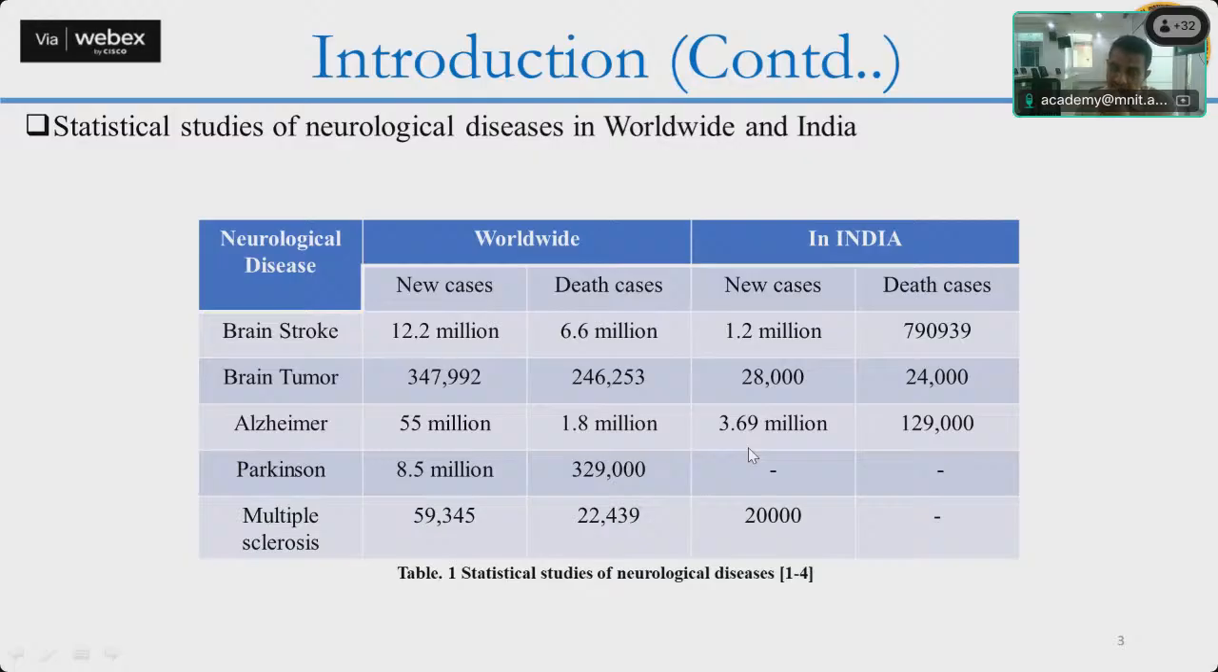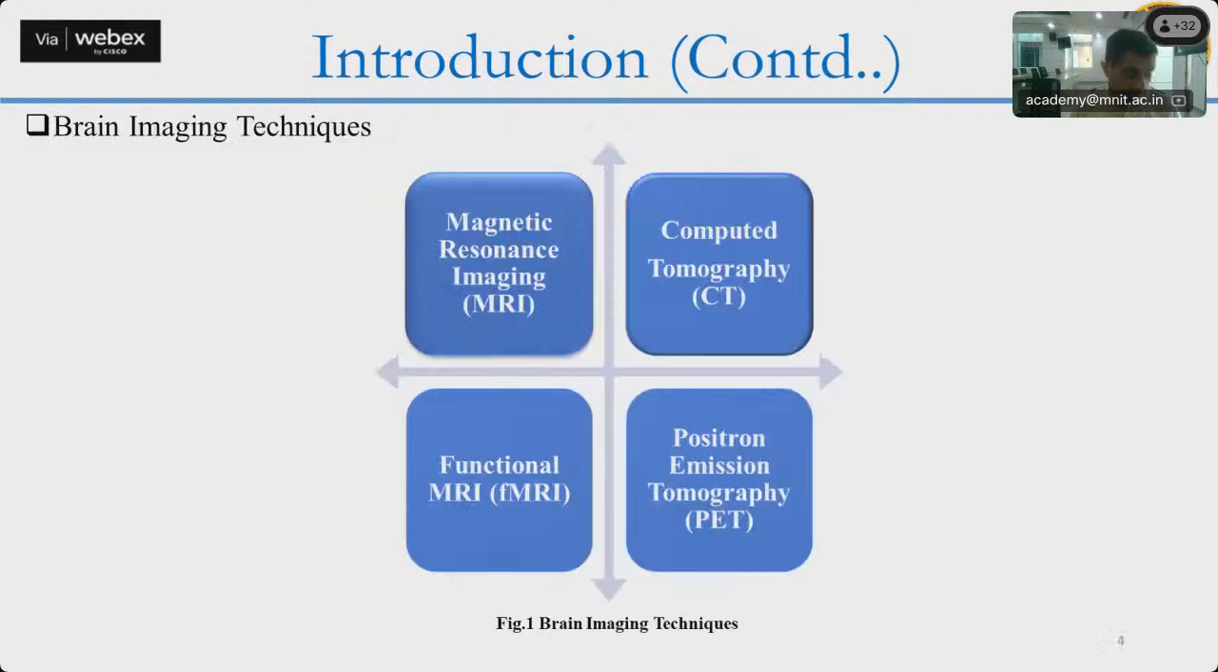And see, another thing here in India, many cases are not reported. So that is also another problem. Even Parkinson's disease, multiple sclerosis. So these are the different cases, and in India, awareness is still at a very nascent stage. Now, seeing so many cases, it becomes very essential to address these things at an earlier stage.